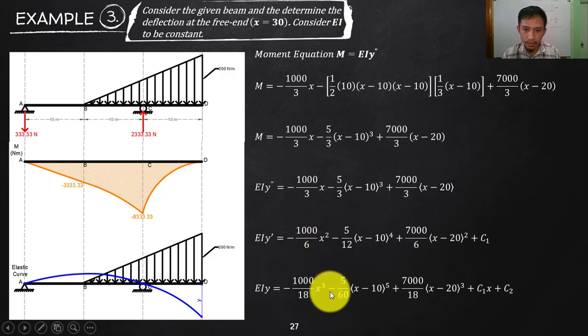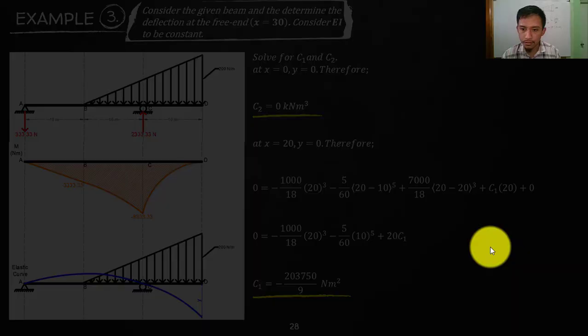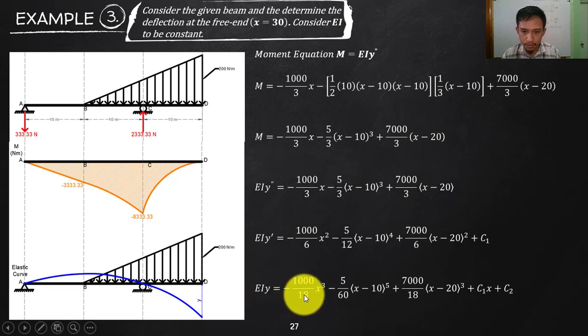Integrate again. That will be cube. 3 times 6 will be 18. That will be 5. 5 times 12 will be 60. And then that will be cube. 3 times 6 will be 18. And then c1x and then c2. And then substitute your boundary values. So at x equals 0, y is 0. So c2 is 0. So everything will be 0, 0, 0.